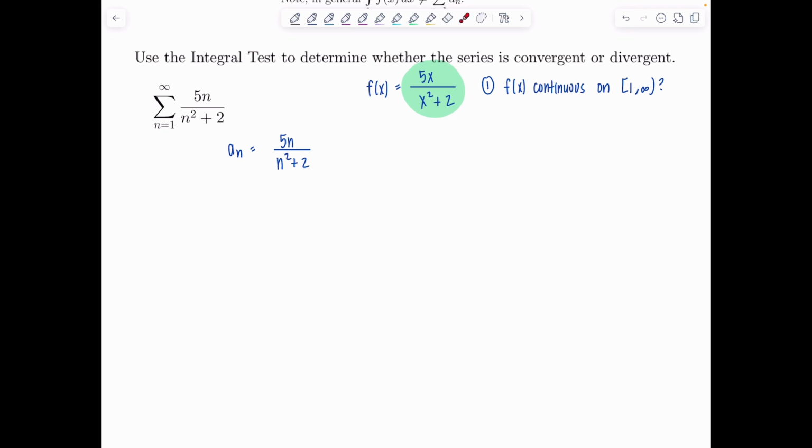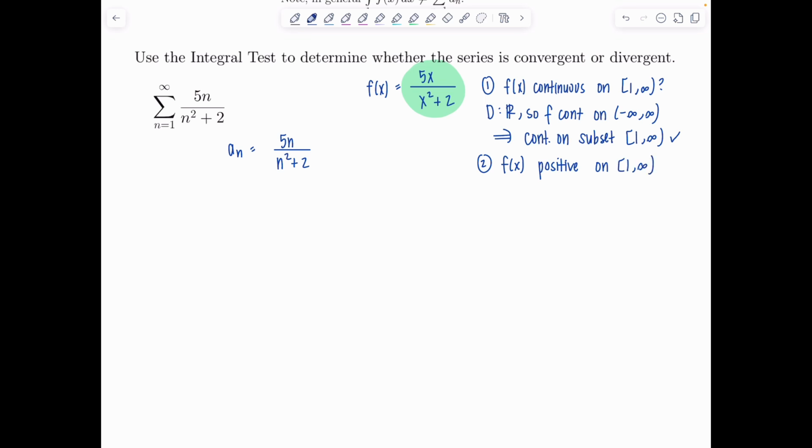And the domain for this function is all real numbers, right? Because the domain is dependent on whether or not the denominator could be 0, which is impossible. X squared plus 2 has no real zeros. So I could say, all right, well, the domain of f is all real numbers. So f is continuous on negative infinity to infinity, and therefore it's continuous on the subset from 1 to infinity. So that's satisfied. Perfect. Second thing I need to check is, is f of x positive on the interval from 1 to infinity? Well, look at the denominator, x squared plus 2, that's always positive.